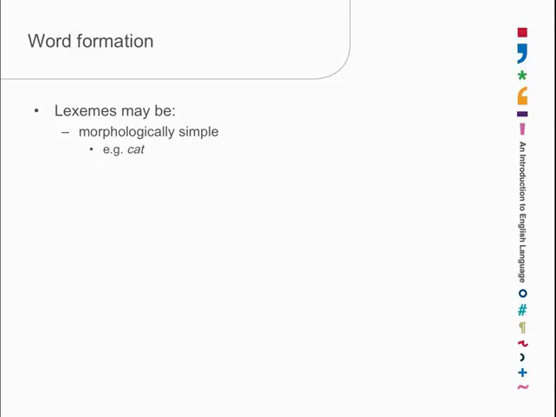But you can get other words which are morphologically complex. That is, they have other lexemes as component parts. For example, in the southern United States, people catch catfish. Well, catfish obviously consists of cat and fish. Those are the two component parts. The word cat can't be subdivided, but the word catfish can, so that makes it morphologically complex.